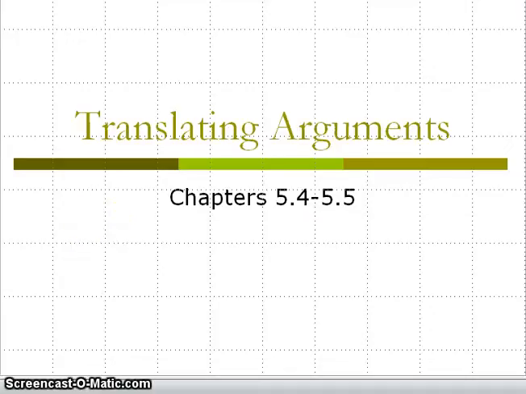Okay, so what we're going to do is look at sections 5.4 and 5.5. Here we want to translate arguments. We're going to use concepts from section 1.1, chapter 4, and some things from chapter 5, and we're going to begin piling all these together. We talked about it throughout the semester, and now we're going to see some of this stack up on one another.